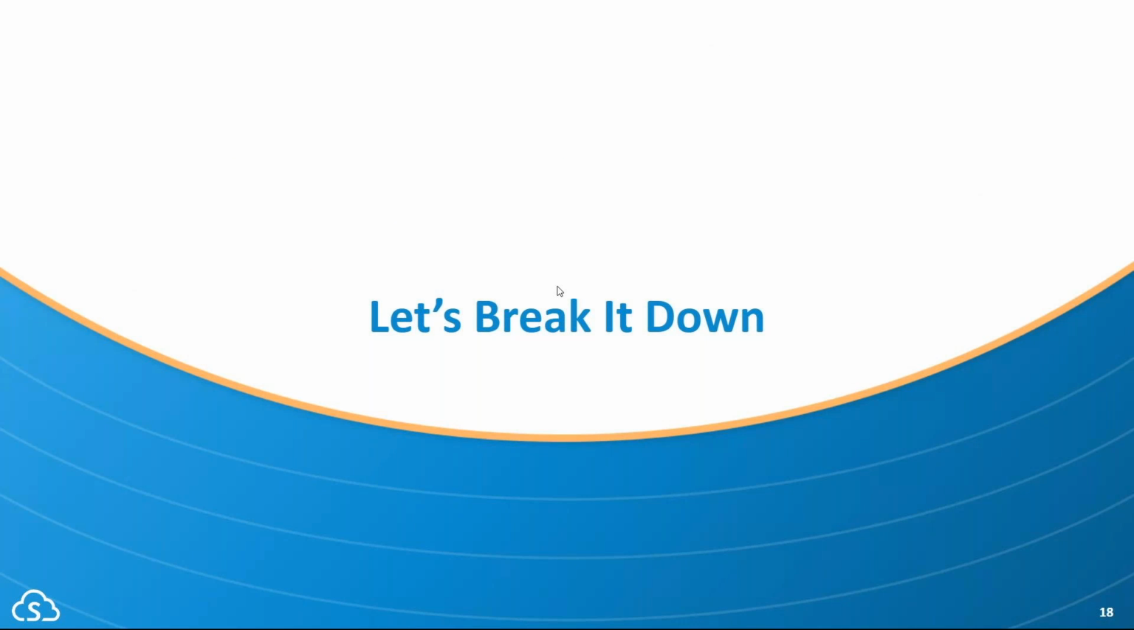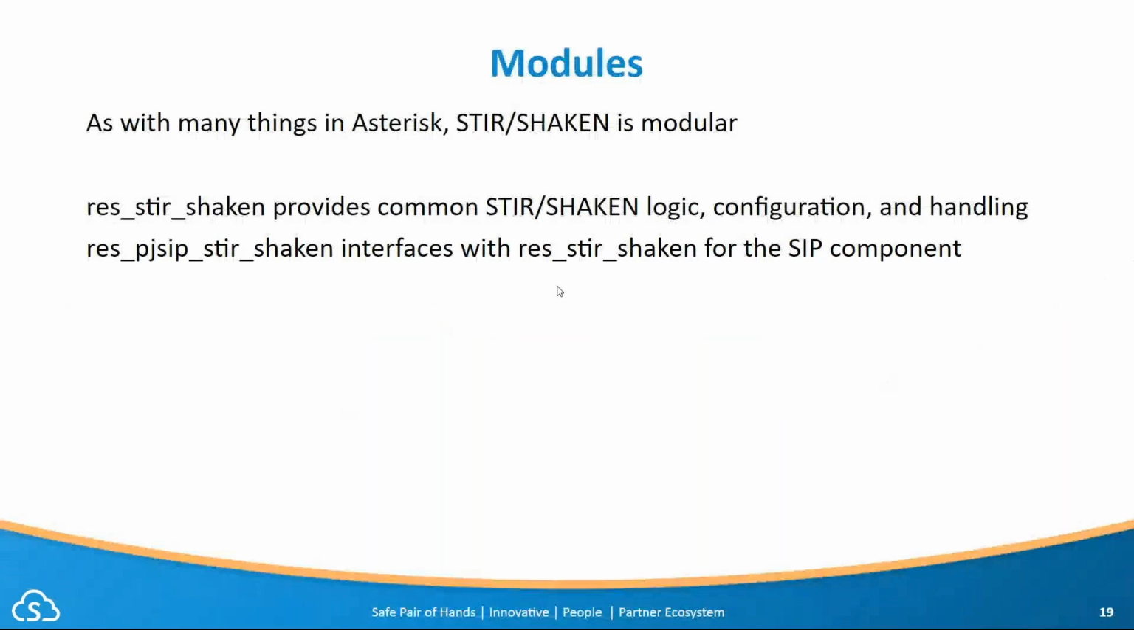What did we do? Let's break it down. STIR/SHAKEN support in Asterisk, like many things, is modular. This is the way it was originally implemented and designed, and we continued on. So the res_stir_shaken module provides common STIR/SHAKEN logic, configuration, and handling. We've done it this way just in case we need to add STIR/SHAKEN support to anything else. And then we have an interface module between PJSIP and res_stir_shaken for the SIP side of things. And that's res_pjsip_stir_shaken.